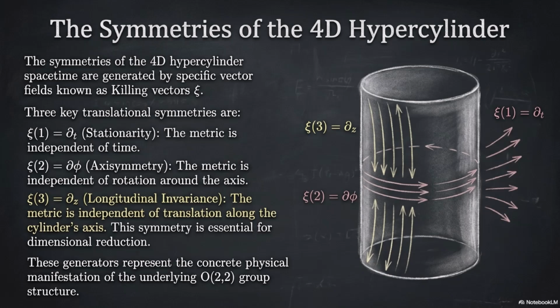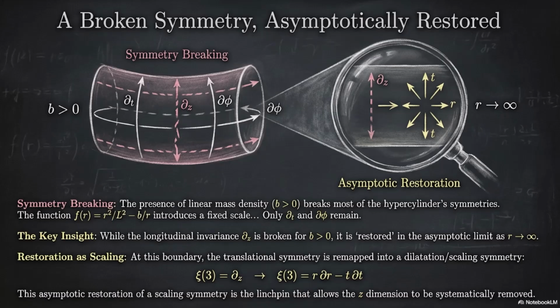But, and this is a huge but, we have a complication. A real black hole has mass. And as soon as you introduce linear mass density, B greater than 0, you break the symmetry. 4 of those 6 beautiful O(2,2) symmetries just vanish. So only stationarity and axis symmetry are left. That seems like a deal breaker if the Z invariance is gone. You'd think so. But here's the insight. While that symmetry is broken near the black hole, it gets restored asymptotically as you go very, very far away, as R goes to infinity.